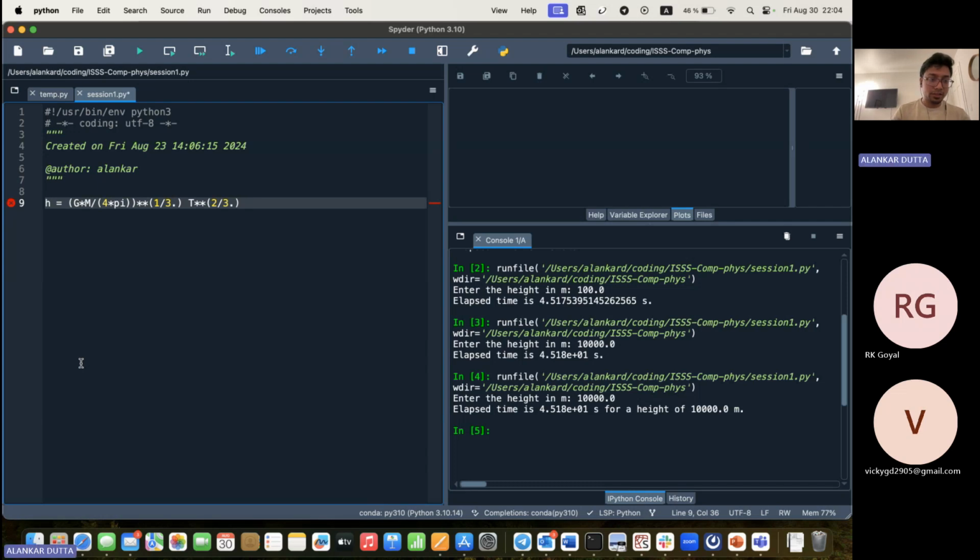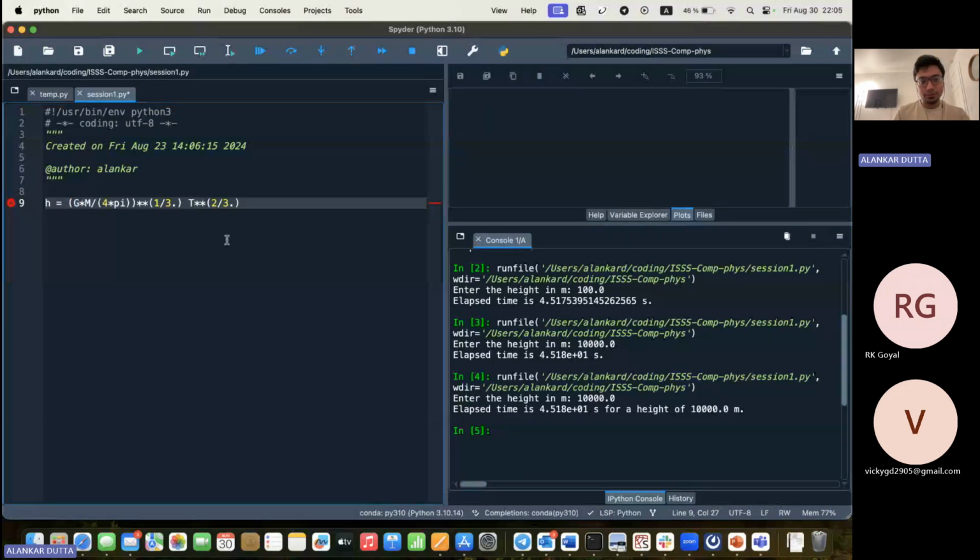So first let me explain this. G is the gravitational constant, the constant for Newton's universal law of gravitation. M is the mass of the Earth. 4 pi is just a factor which comes in. This entire prefactor has a power of 1/3. And then T is the time of your orbit, the time taken for the orbit to go around. And then 2/3 is the power.